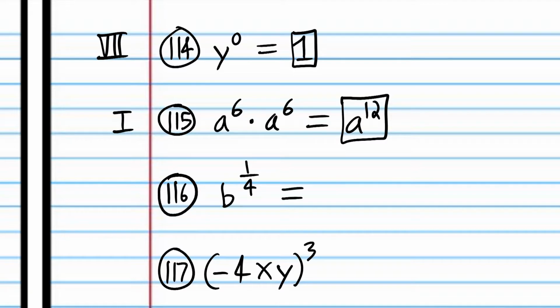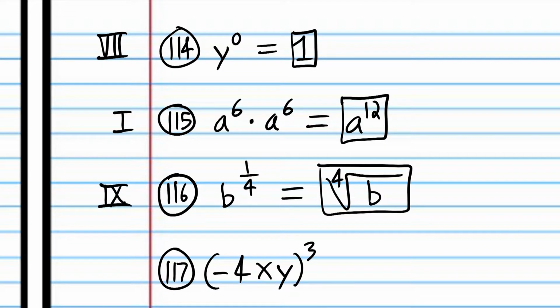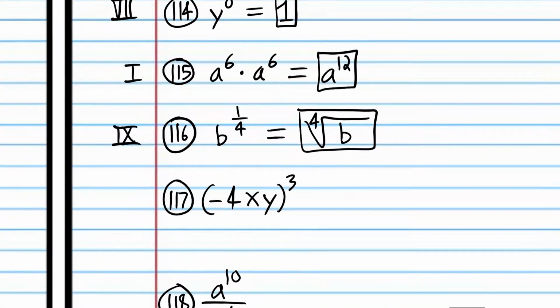All right, we're back. So the denominator of the fraction is 4, so the index of the root is 4. And that's it. And that is rule number 9. So if you got that one right, good job. Try number 117. When you come back, we'll do it together.